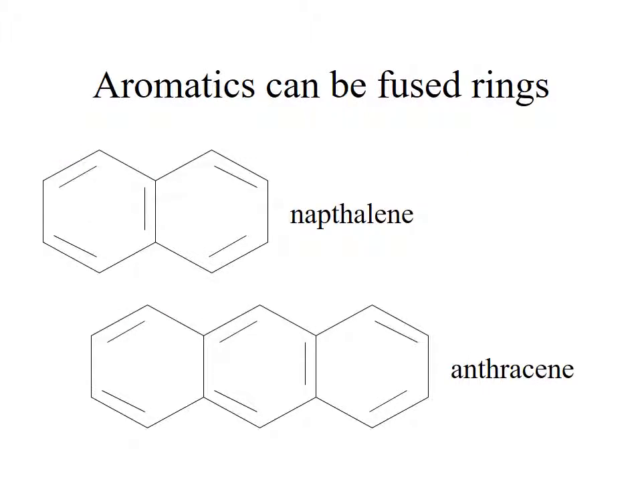Aromatic compounds can be fused rings like naphthalene and anthracene. And if you count these up, you're going to actually find 4n plus 2. 1, 2, 3, 4, 5, 6, 7, 8, 9, 10, which is 4 times 2 plus 2. And this one is going to be 14 electrons. However, 4n plus 2 doesn't always apply to fused rings. There are some fused rings that are aromatic that don't have the 4n plus 2, so don't let it mess you up. If you see what looks like a bunch of benzene rings fused together, it's going to be aromatic.